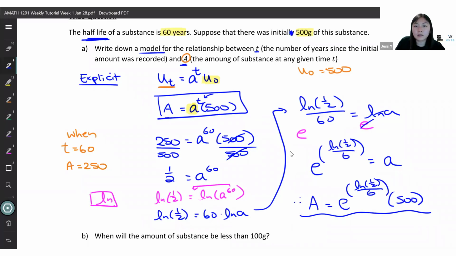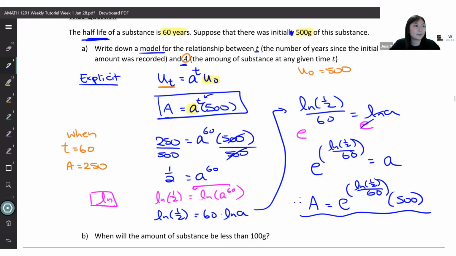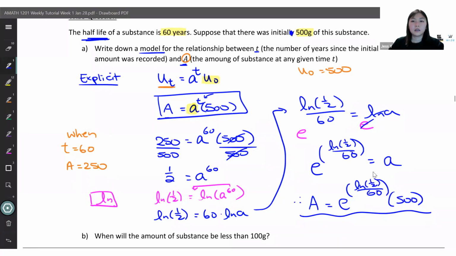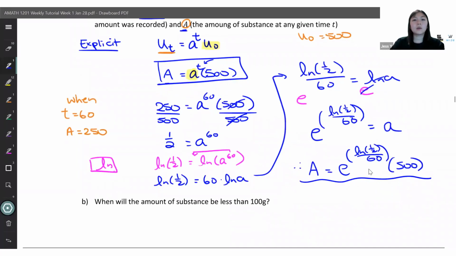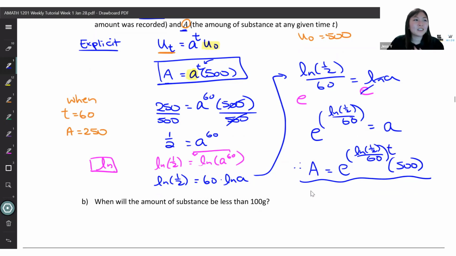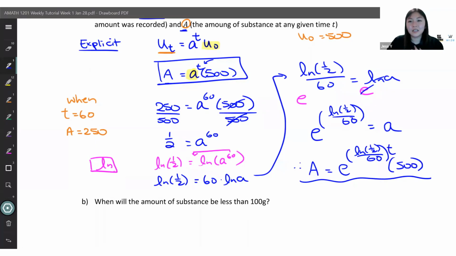Oh, sorry, 60. I dropped the 0. Thank you for pointing that out. My bad. All right, so that's how we come up with our model. Oh, sorry, I forgot the T as well. Thanks, you guys are catching me. Just making sure you guys are paying attention. No, I just missed that, honestly. All right, so that's your model.